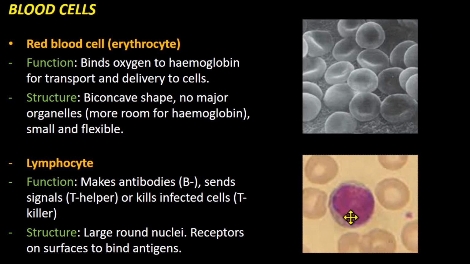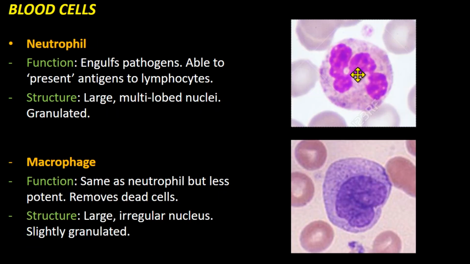How they look is that they have large round nuclei, and they have receptors on surfaces to bind antigens. Antigens are detectable foreign substances in the body. This is a neutrophil. So the function of the neutrophil is to engulf pathogens. They are also able to present antigens to lymphocytes. So basically, when they engulf a pathogen, they can inform the lymphocyte that this is what it looks like, and then the lymphocyte can act upon that.